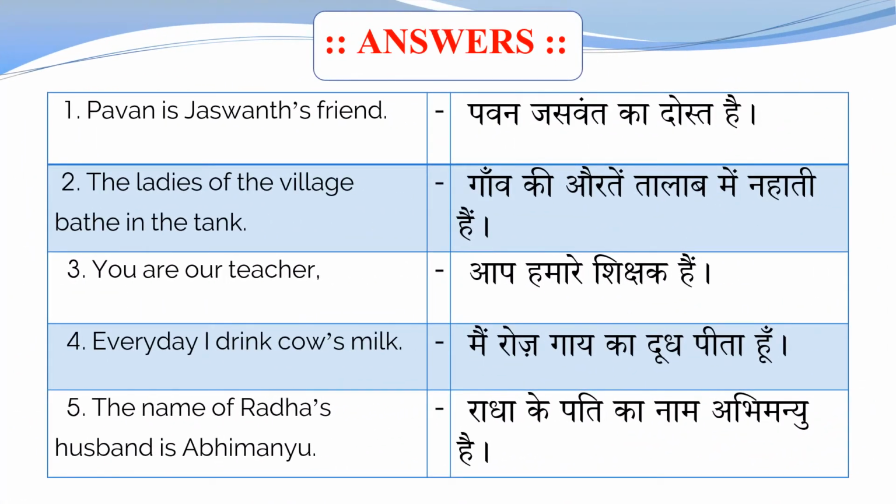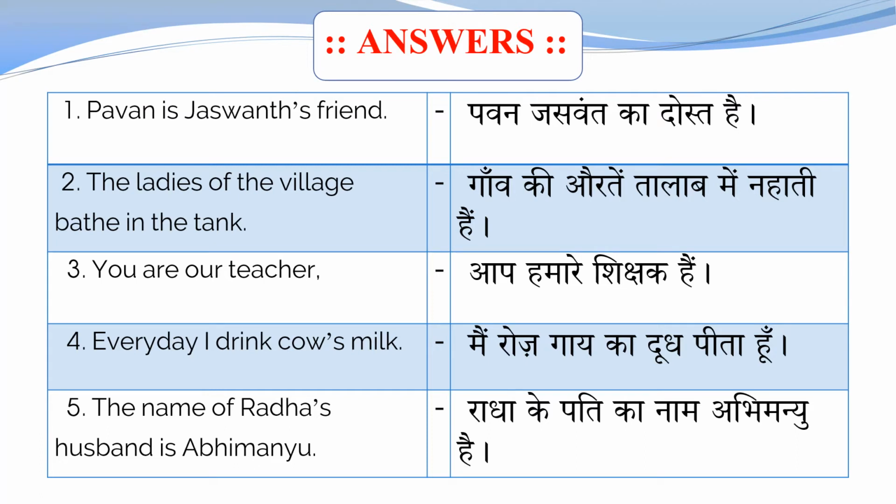The answers for the first 5 sentences are, first one, Pavan is Jaswanth's friend. The name of the persons remains the same. Is translates to hai. Friend means dost. Here we have Jaswanth's friend. As we learnt in the previous sentences of translating from Hindi to English, the same applies here. Jaswanth's friend can be translated as Jaswanth ka dost. So, the answer would be Pavan Jaswanth ka dost hai.